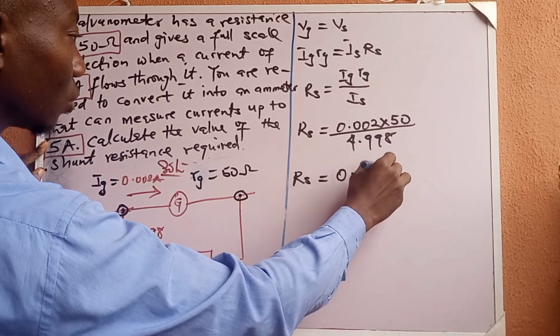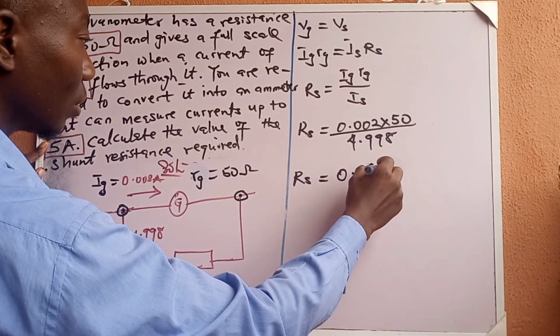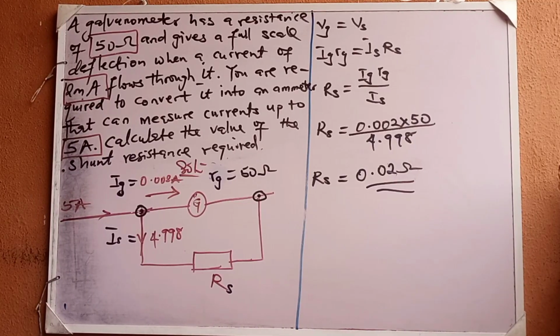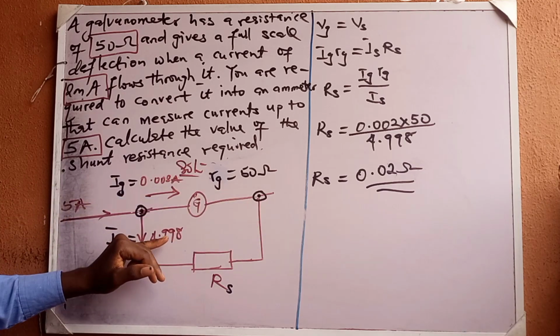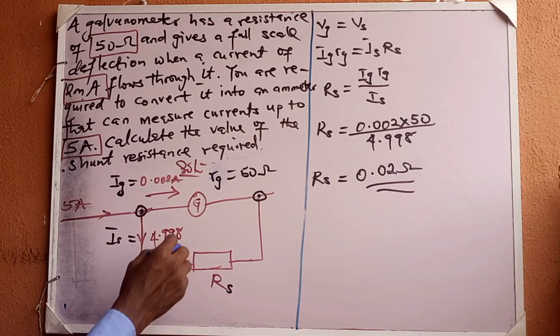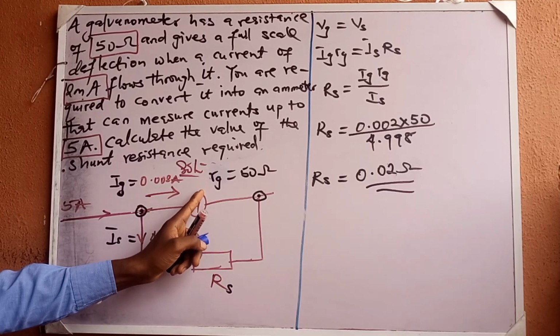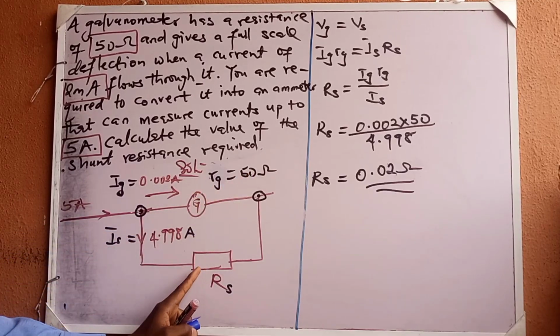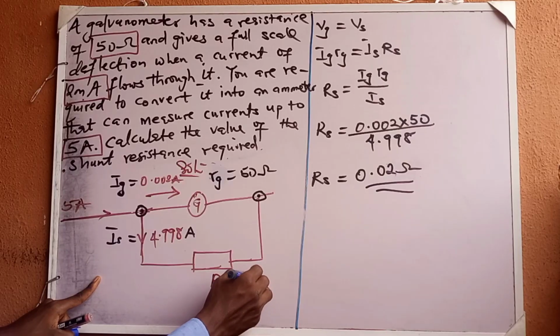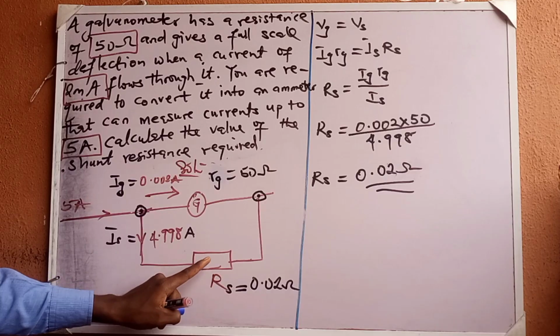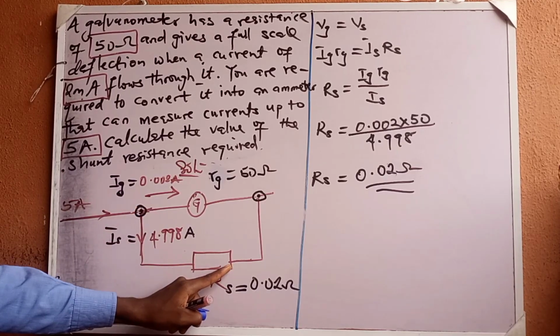That gives us 0.02 ohms. That is a small value of resistance, and that is valid because for this 4.998 ampere of current to follow this path, the resistance here should be lesser than that here, and here we have 50 ohms. So we have to provide lesser resistance here, which we have gotten as 0.02 ohms, for this amount of current to follow this. So we need low resistance for us to have higher current flowing through this.